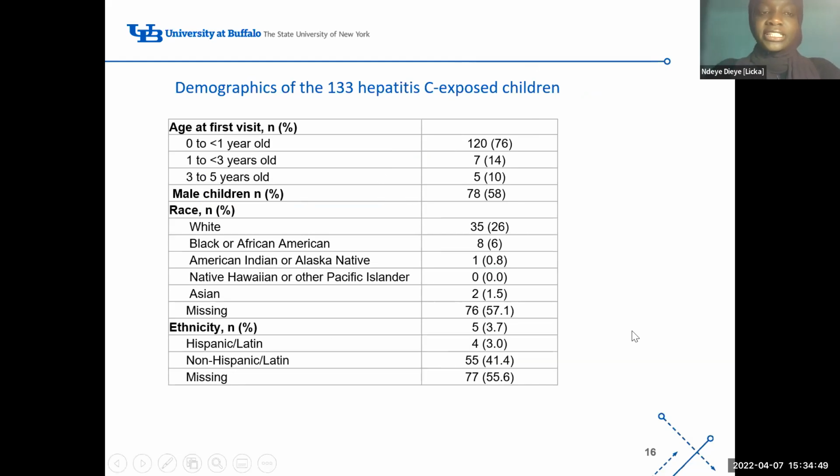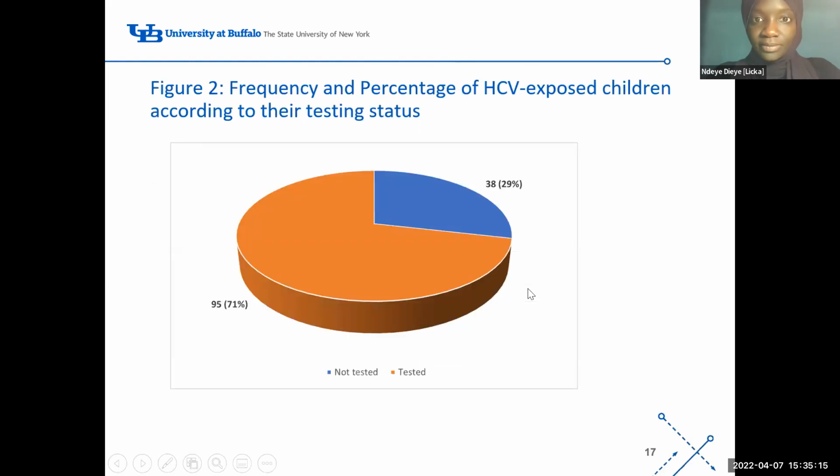So this table is just displaying some demographic characteristics of the 133 hepatitis C exposed children. We can see that 76% of children visited the clinic before the age of 1, and also that 26% of these children were white. This pie chart is displaying the frequency and the percentage of HCV exposed children according to their testing status. So in our sample, 95 children, corresponding to 71%, were tested for HCV.